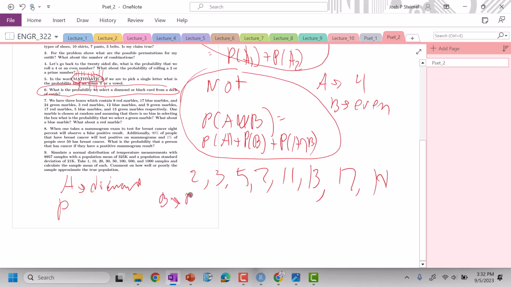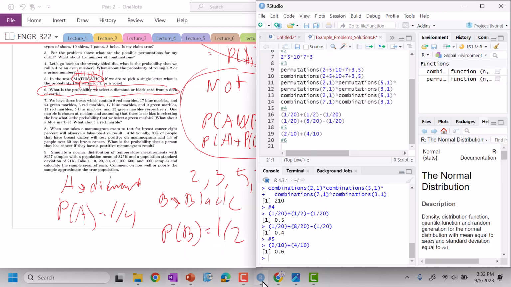B is black card. So the probability of A, that we have a diamond, is just a fourth. The probability of B is going to be equal to half. So we can go ahead and use our sophisticated R program to do this math.